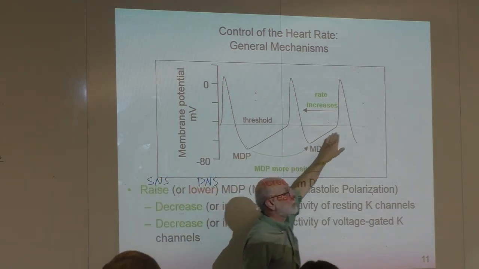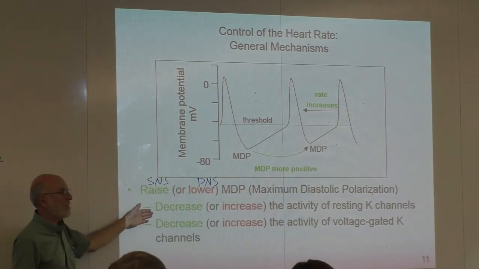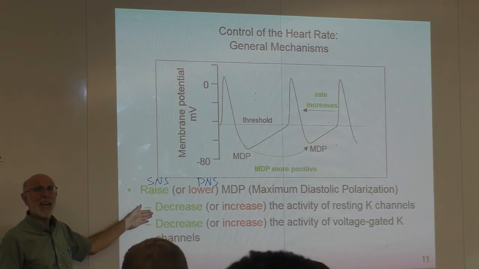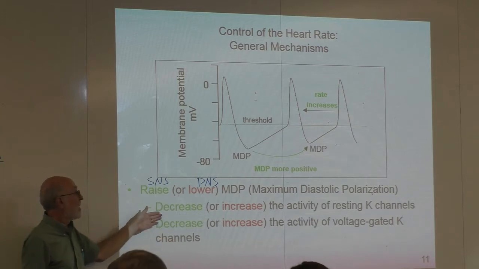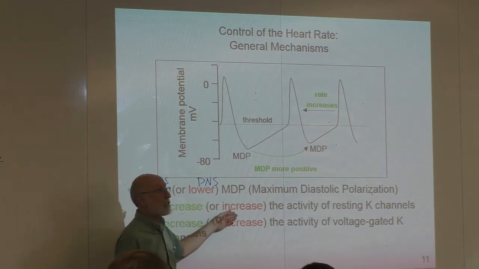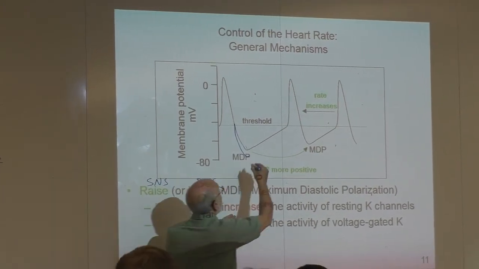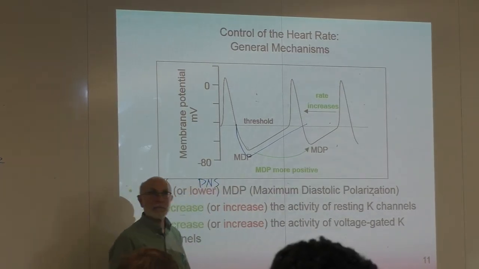Doesn't go as negative means we can get to threshold faster, so that's an increase in rate. That's why it's green here. My decrease here is green, because we're talking about K channels. If we increase the activity of resting K channels, we go more negative. We have a longer way to get to threshold, and we slow the heart rate.